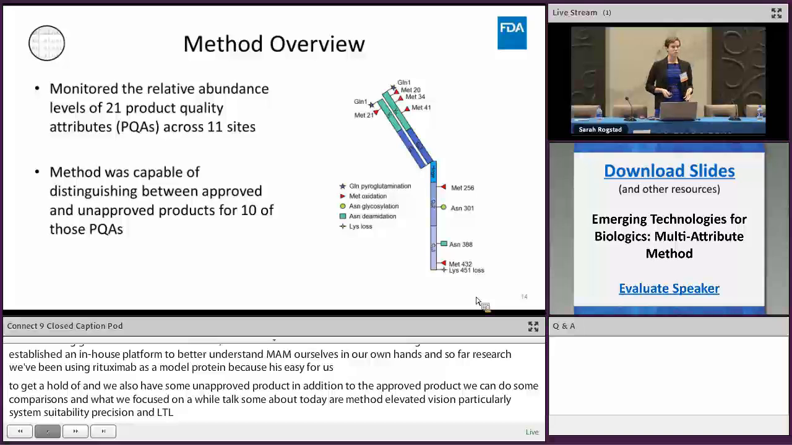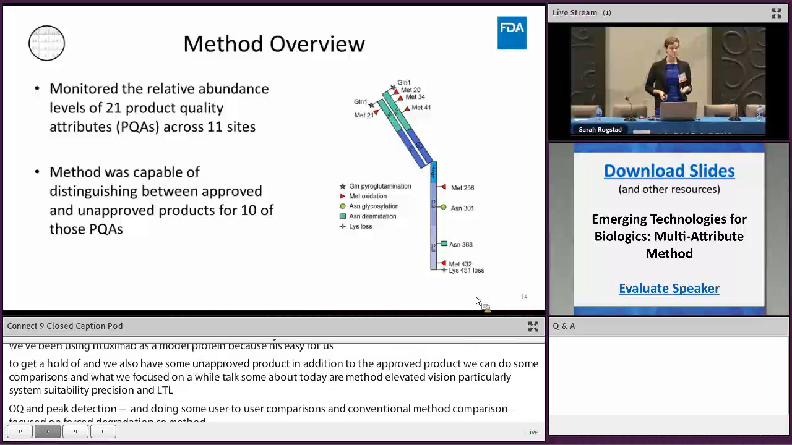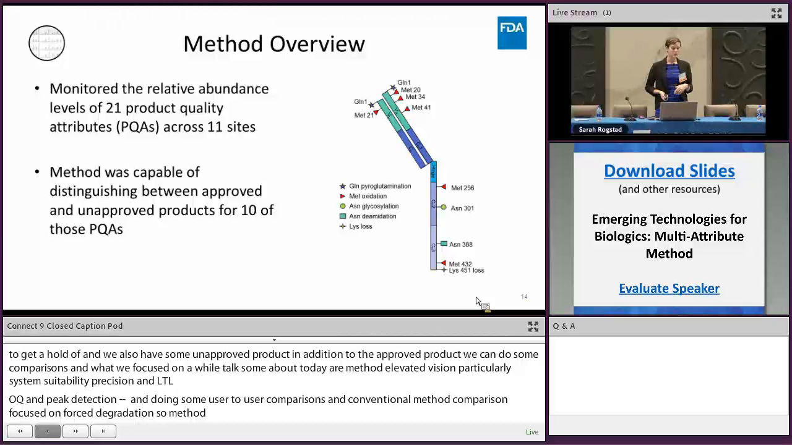As a method overview, here's a diagram of rituximab and the particular PQAs that we've been assessing. We looked at 21 different product quality attributes across 11 different sites on the protein. And we were able to distinguish using our MAM platform between our approved and unapproved products for 10 of those PQAs.